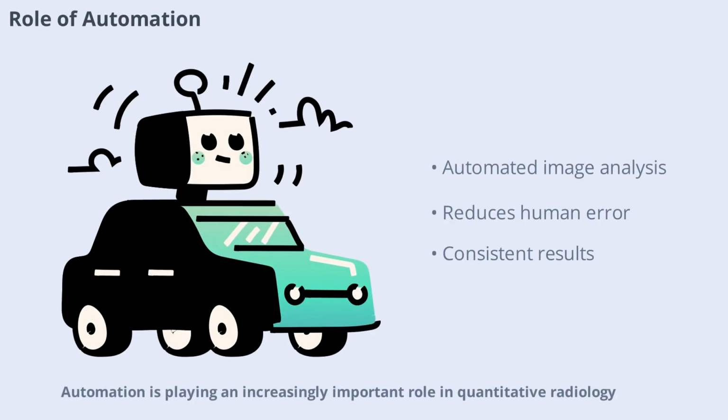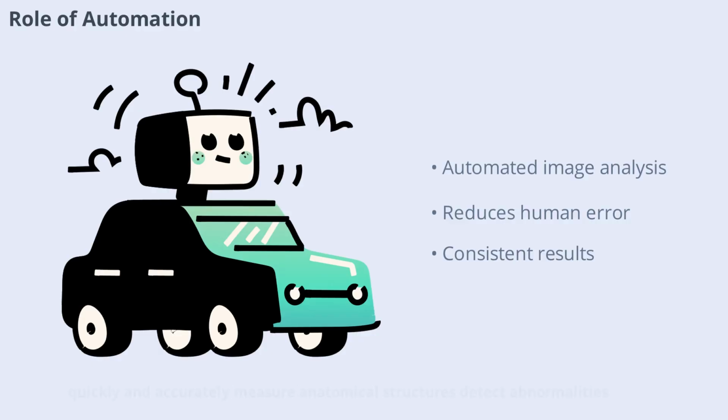Automation is playing an increasingly important role in quantitative radiology. Automated image analysis tools can quickly and accurately measure anatomical structures, detect abnormalities, and generate quantitative reports. These tools not only save time but also reduce human error, leading to more consistent and reliable results. As technology advances, automation will continue to drive progress in quantitative research.